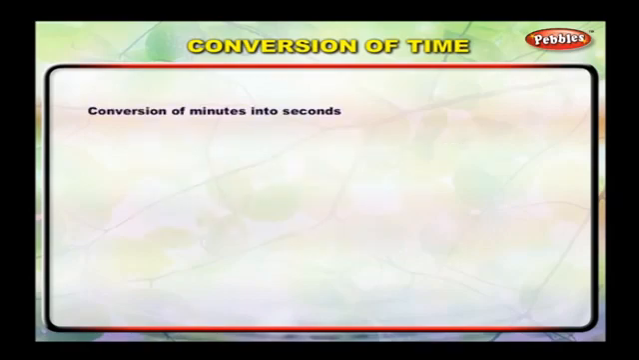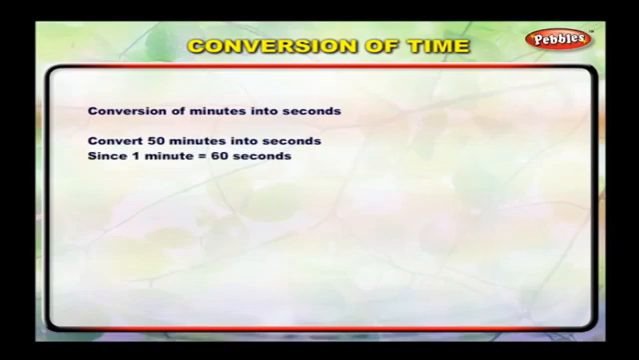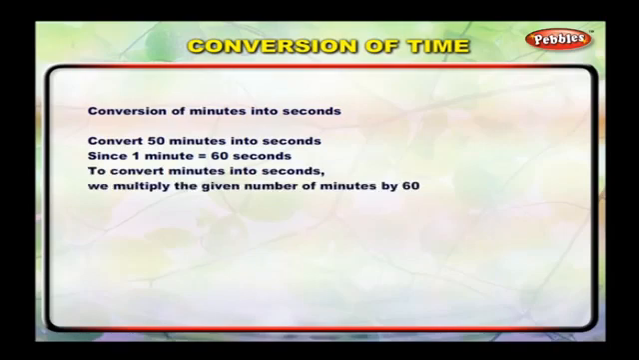Conversion of minutes into seconds. Convert 50 minutes into seconds. Since 1 minute is equal to 60 seconds, to convert minutes into seconds, we multiply the given number of minutes by 60. Hence, 50 minutes is equal to 50 into 60, which is equal to 3000 seconds.